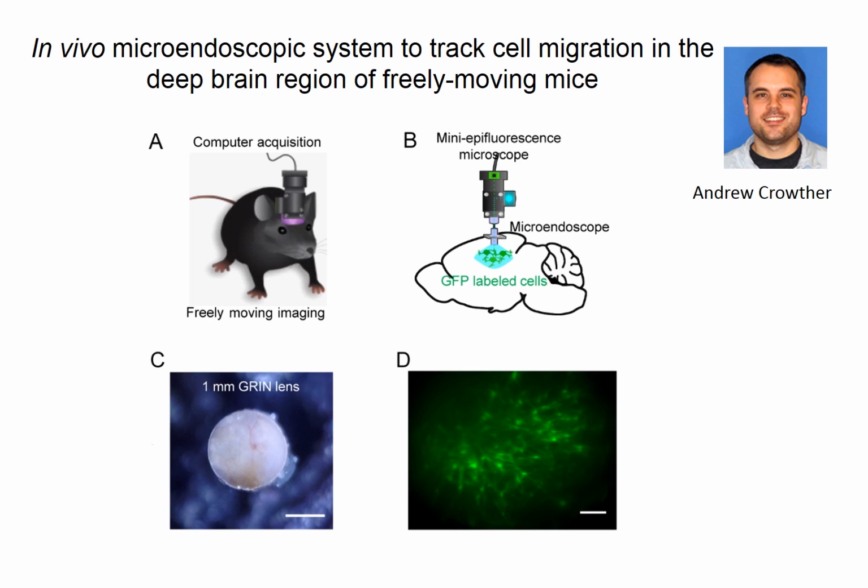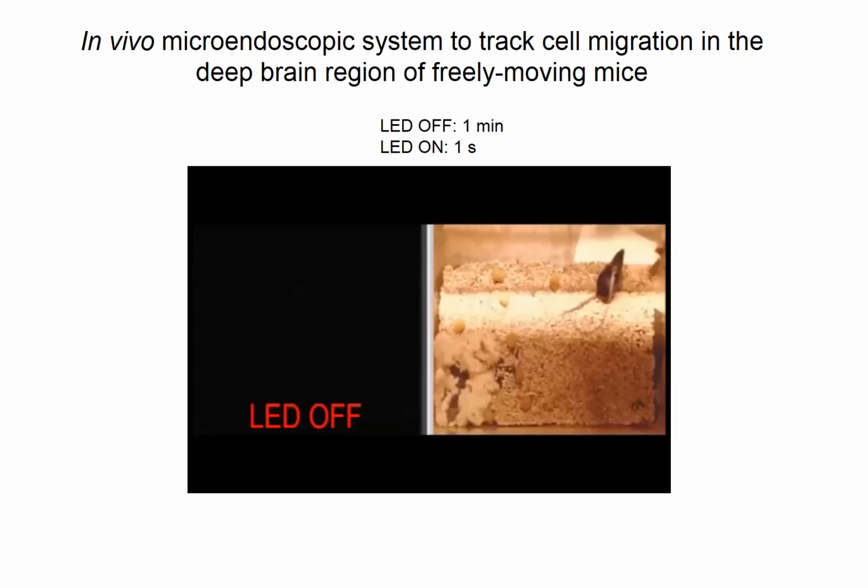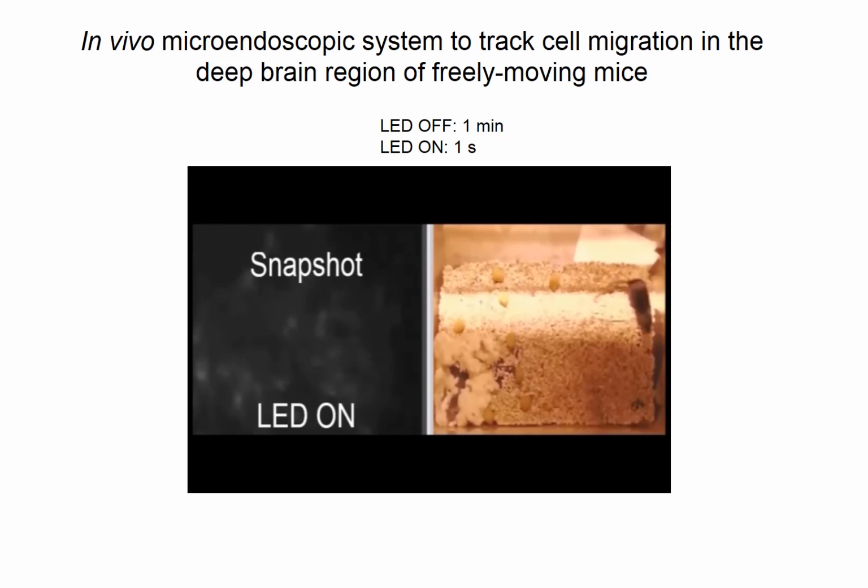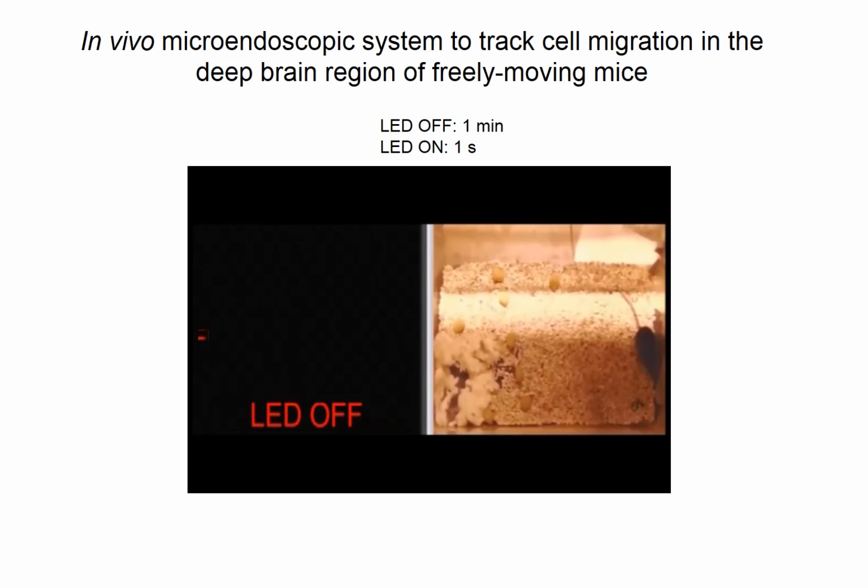So he implanted this 1 millimeter GRIN lens here, and this is the field of view that he can see upon LED light on. Basically, we have the lights off all the time. Most of the time, every minute we will turn it on for 1 second, and when we gather all these frames together, we can have a time-lapse video for cell migration dynamics.